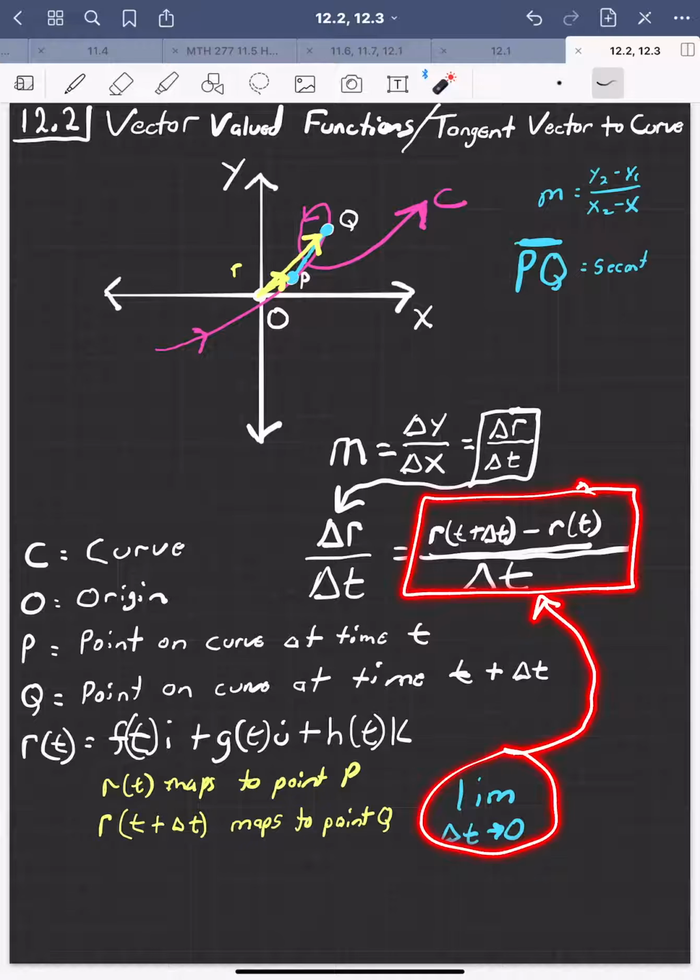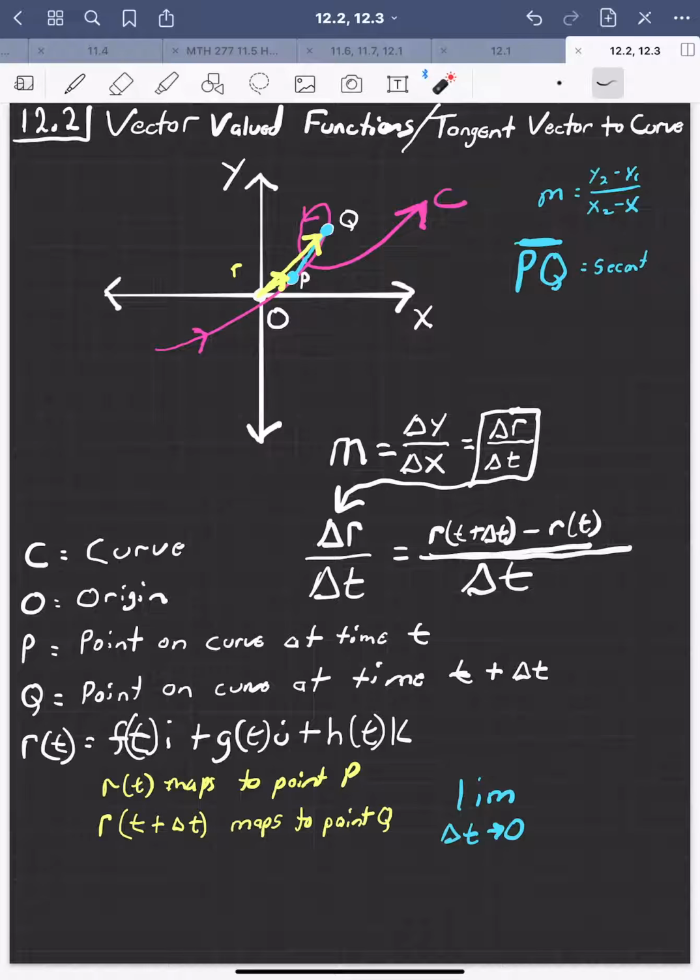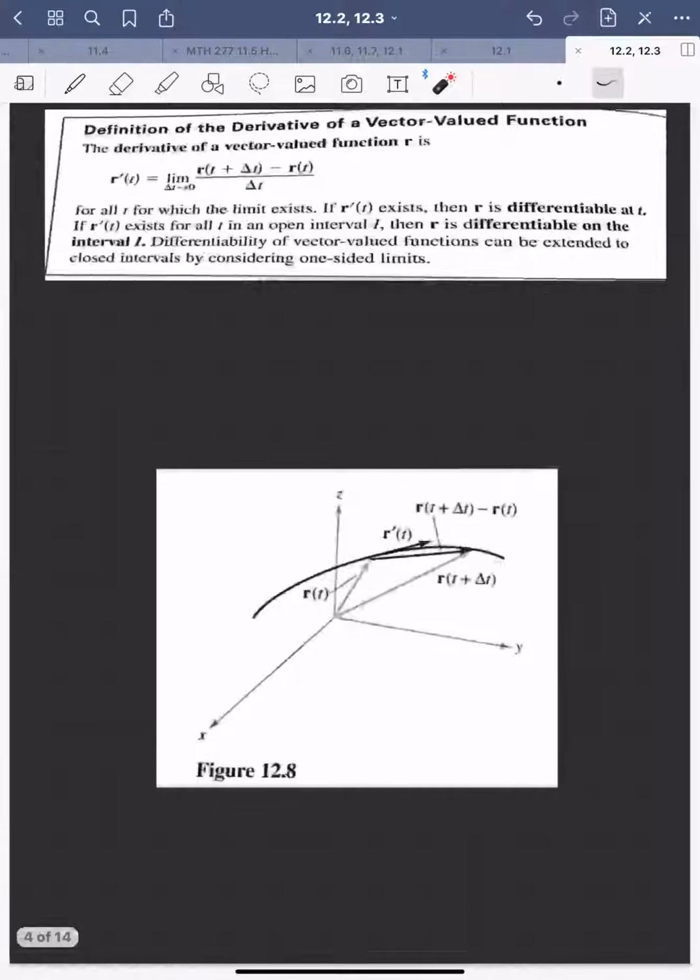What do you have? You have a derivative. Exactly. It's exactly right. You have an ability to take the derivative of a vector valued function. And I have very good news. Ready?